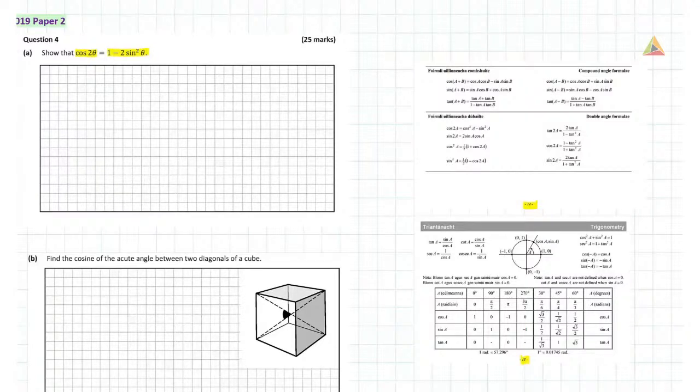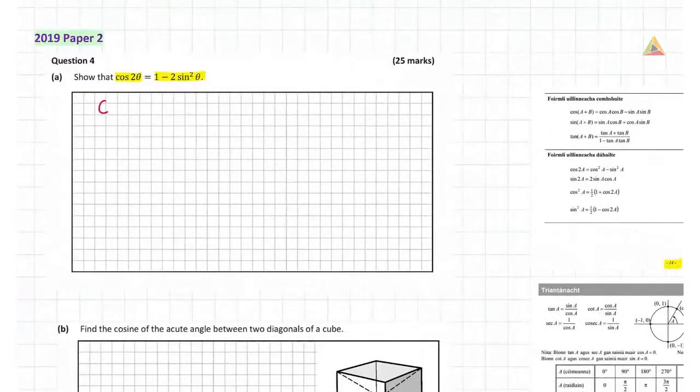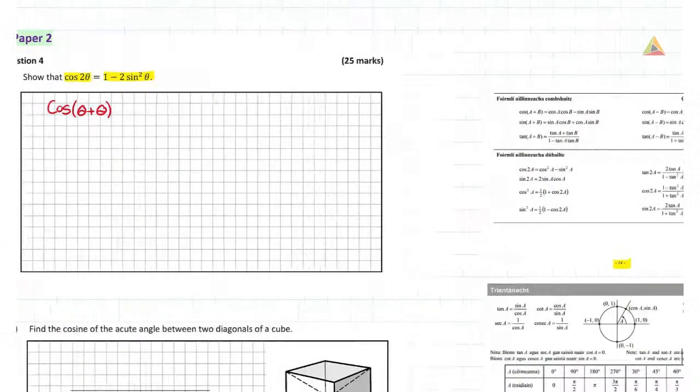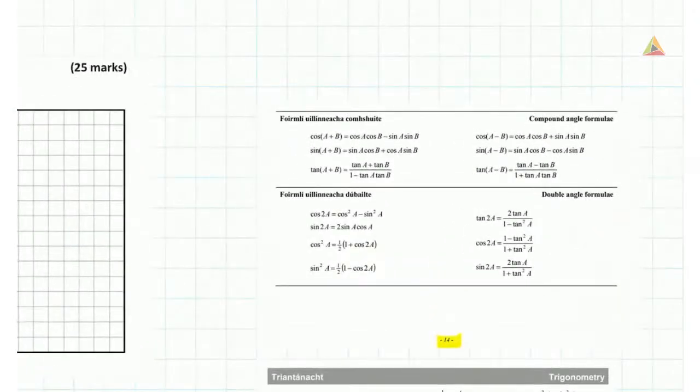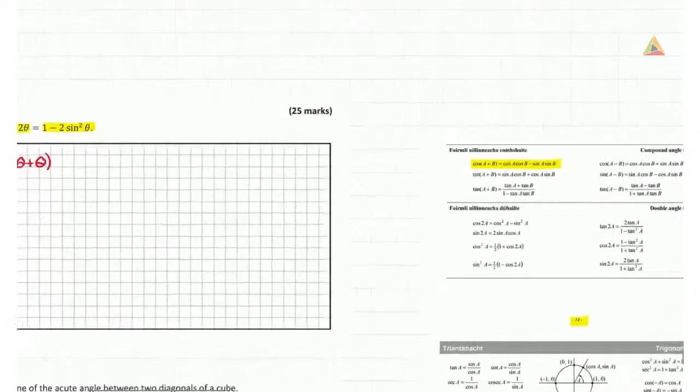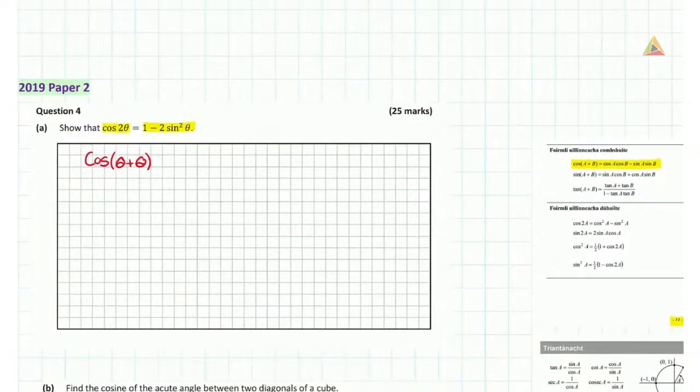So I'm going to start with cos 2 theta, and I know that cos 2 theta is exactly the same thing as cos of theta plus theta. Okay, so we have what we call a compound angle there. And if I go back to my log tables, you will see right there at the top of page 14, we have a formula that tells us how to write cos A plus B in a different form. So I'm just going to take exactly that down into my question box here.